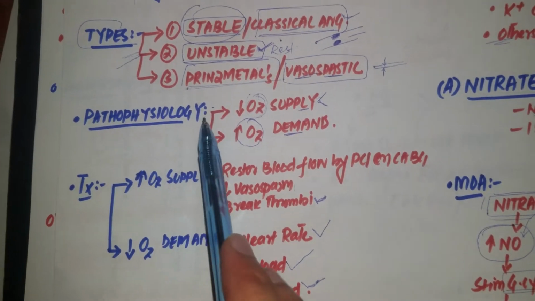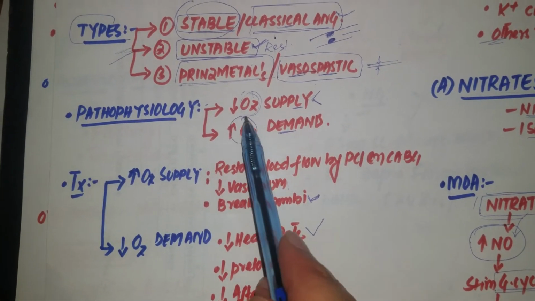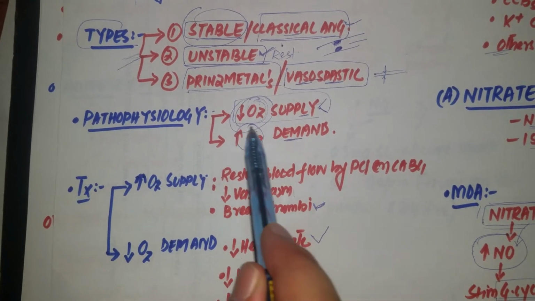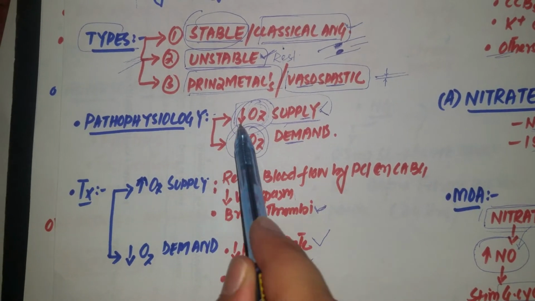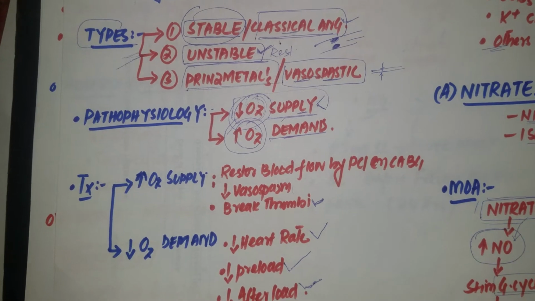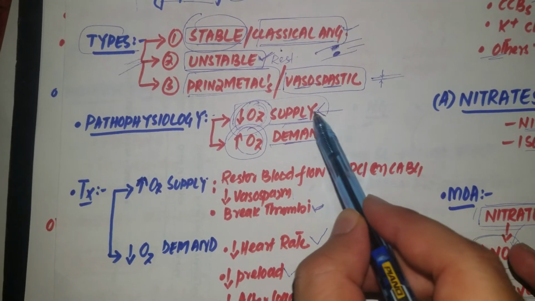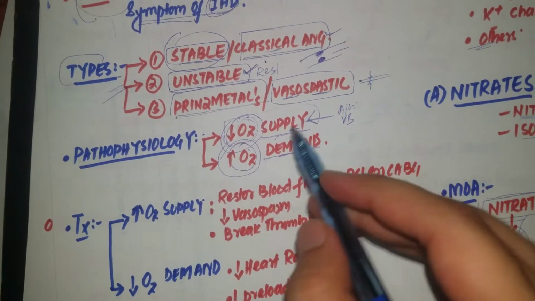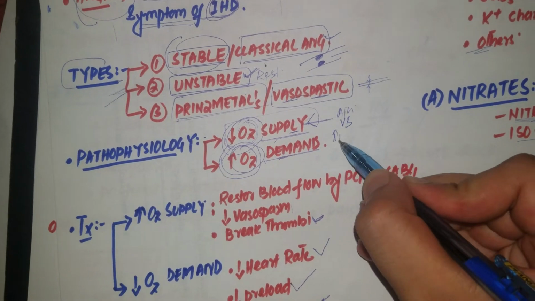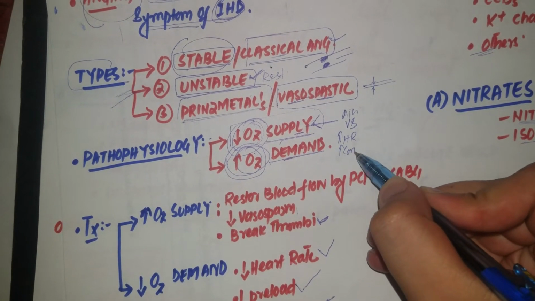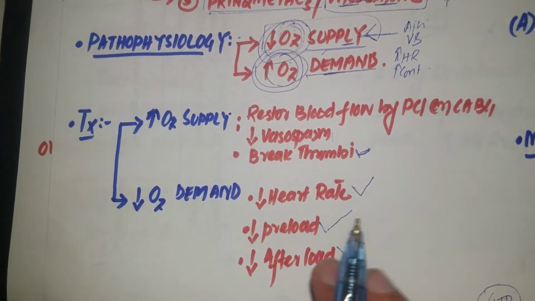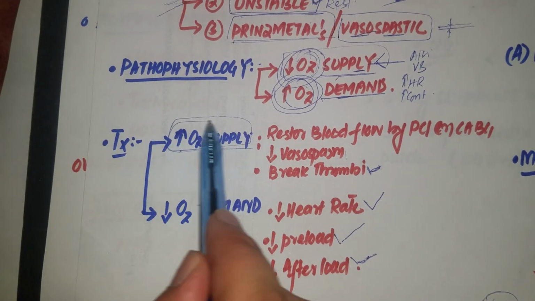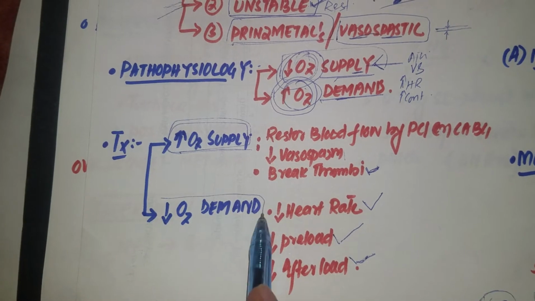Coming to the pathophysiology of angina, it occurs due to two basic mechanisms. The first one is decreased oxygen supply to the heart muscle, and the second one is increased oxygen demand of the heart muscles. Decreased oxygen supply may be due to atherosclerosis or vasospasm, and increased oxygen demand may be due to increased heart rate, increased contractility, etc. Now for the management and treatment, we have to focus on two things. First, we have to increase the oxygen supply, and second, we have to decrease the oxygen demand.